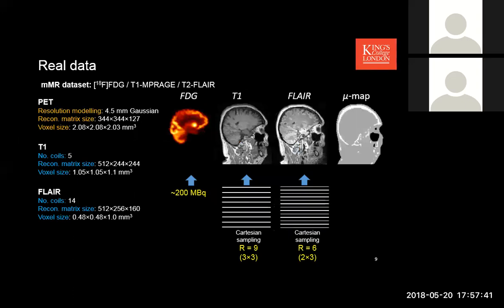And then for real data from the MMR, we've got the case of FDG, T1, and FLAIR. Less exciting, so we've got Cartesian undersampling rather than the radial undersampling for the FLAIR. But again, we've got the different voxel sizes, not only between PET and T1, but also between T1 and FLAIR. So you've got tiny voxels for the FLAIR, larger ones for the T1.